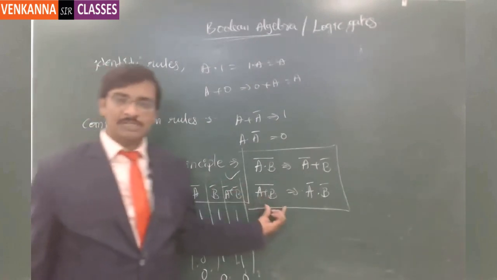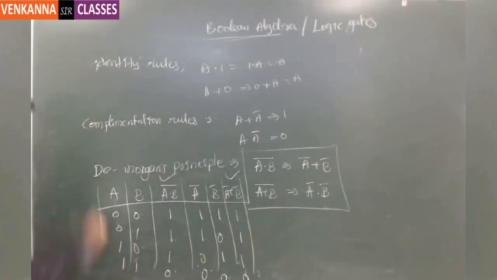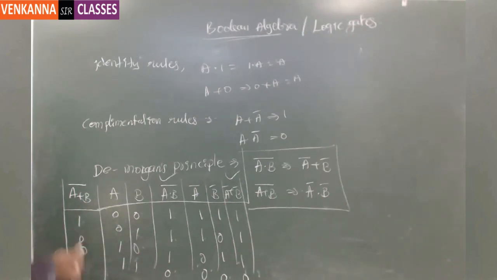Similarly, you can verify this. A plus B whole bar has to be equal to A bar dot B bar. So if I put it here, A plus B whole bar: 0 plus 0 is 0, and bar is 1; 0 plus 1 is 1, bar is 0, and this is 0, and this is also 0. And similarly, A plus B whole bar should be equal to A bar dot B bar.